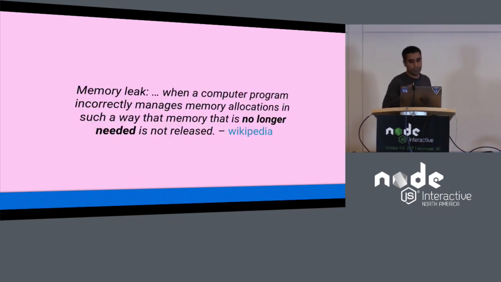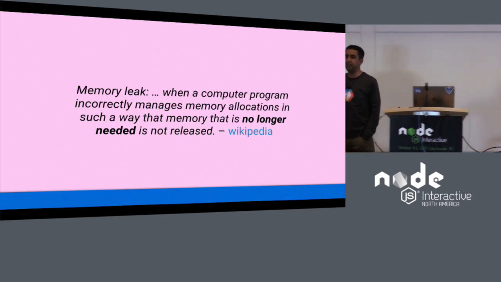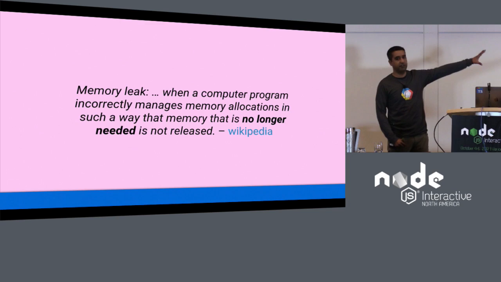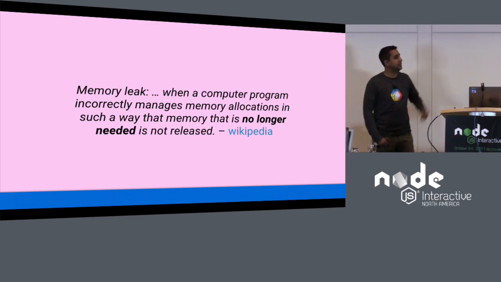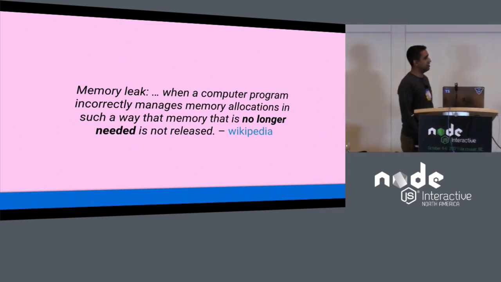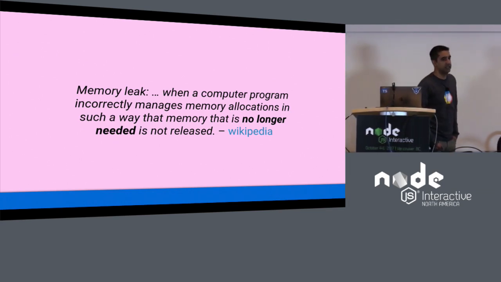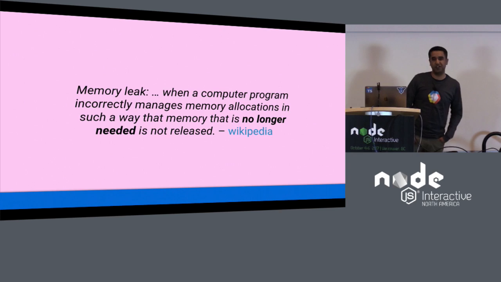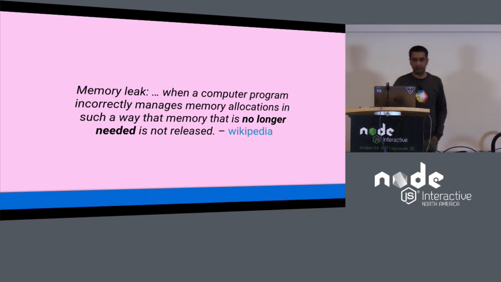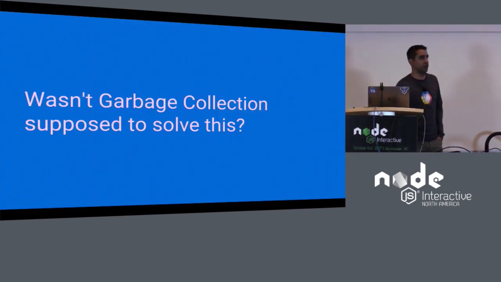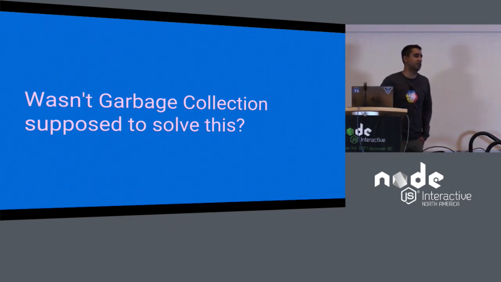All right, so let's first dig a bit deeper into what a memory leak really is. This is the definition that Wikipedia has, and I don't like it that much because it's confusing. Memory that is no longer needed is not released. But what does released mean? Because, well, we have garbage collection. We don't have to free memory ourselves anyway. So what gives?